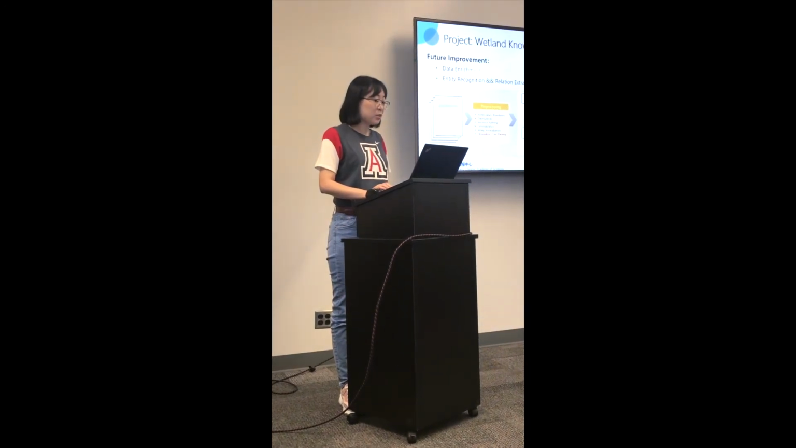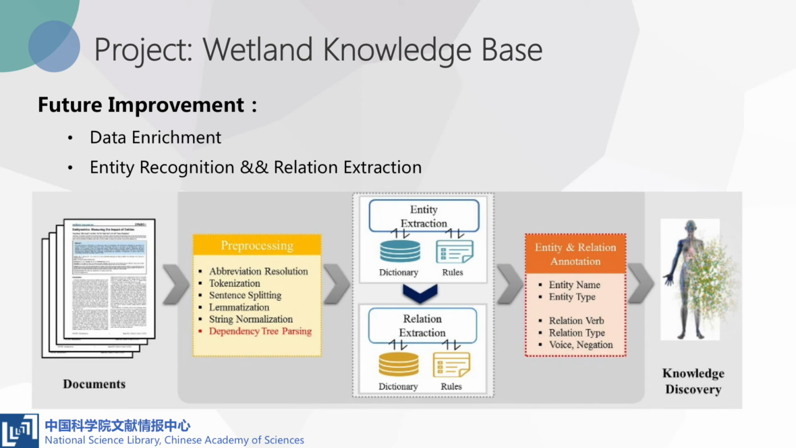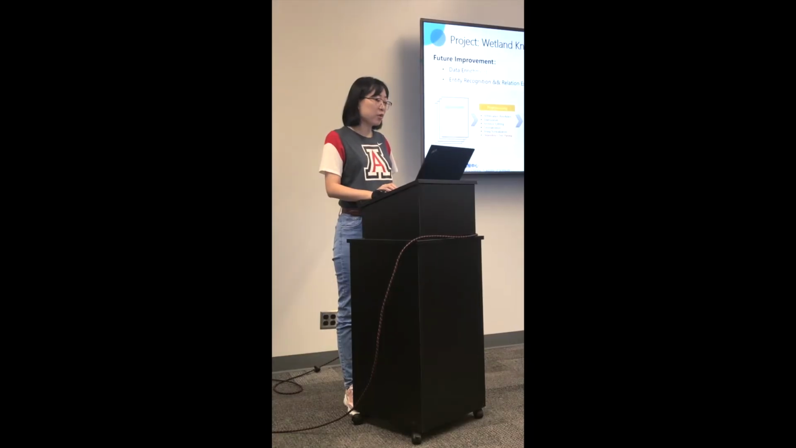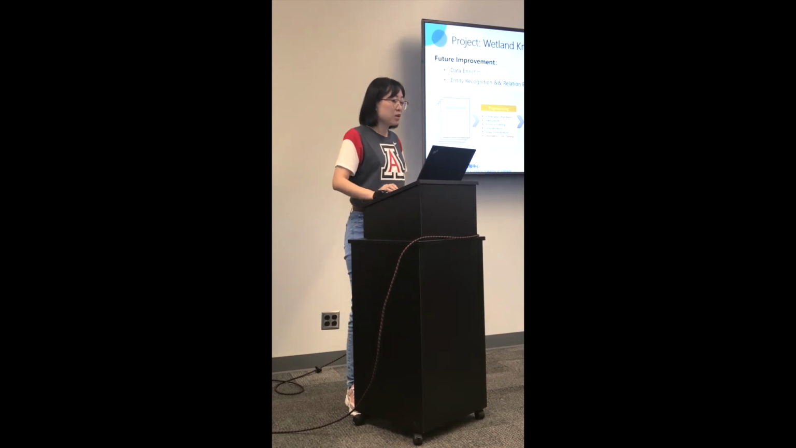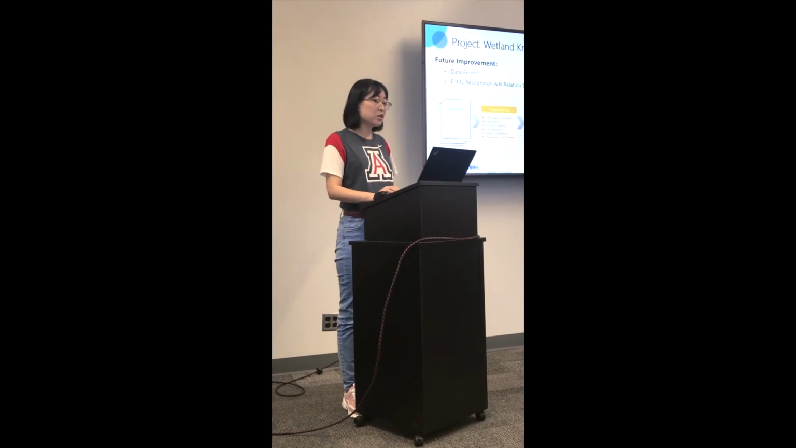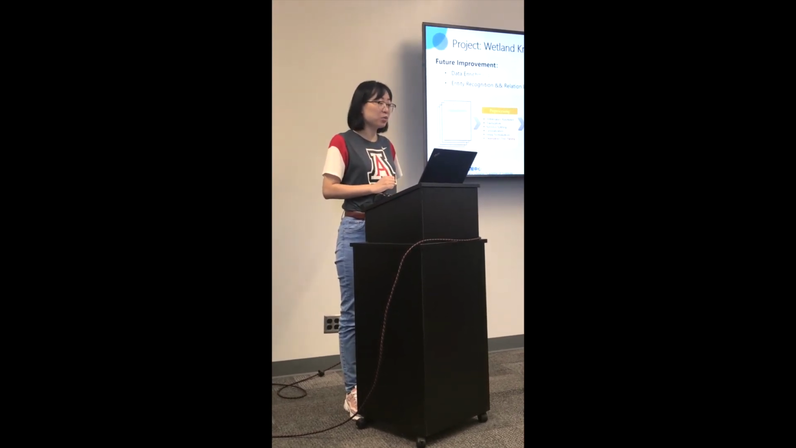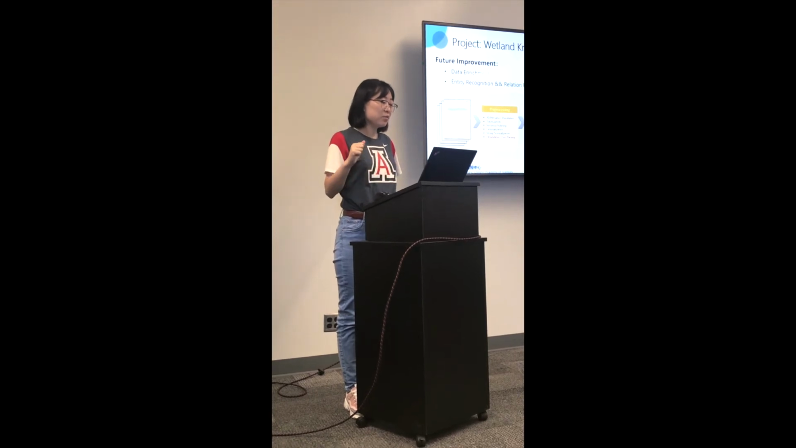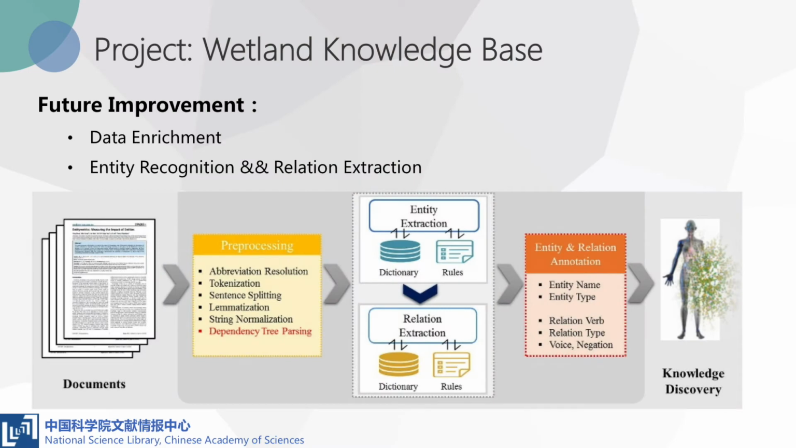And our work is still ongoing, and we also have some problems, like the data is not so sufficient, and we want to improve the technologies of entity recognition and relation extraction. We want to use the full text to find the entities and link those entities together, especially the relationships between the wetland and the plants, or between the wetland and the animals. We want those relationships to be more specific.